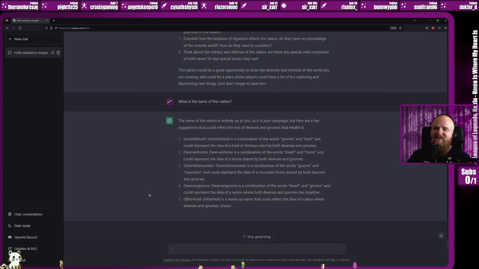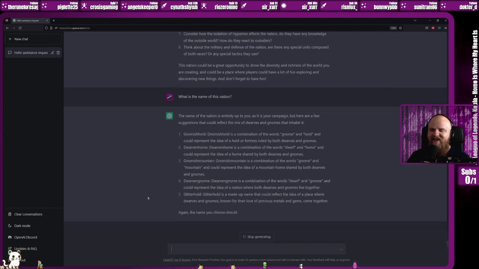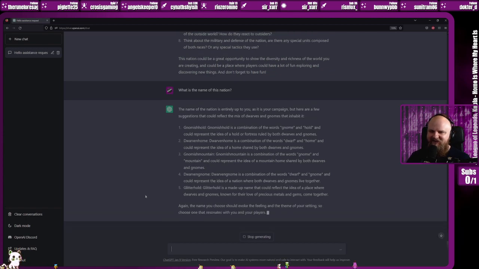I love it. Dwarven gnome is a combination of the words dwarf and gnome, and could represent the idea of a nation where both dwarfs and gnomes live together. Glitterhold is a made-up name that could reflect... Maybe I need to ask for made-up names, because combining gnome and dwarf with each other or with random words doesn't really work. But I mean, Glitterhold is a good name, so I think we'll go with that. I'm just gonna say it. It will be called Glitterhold.